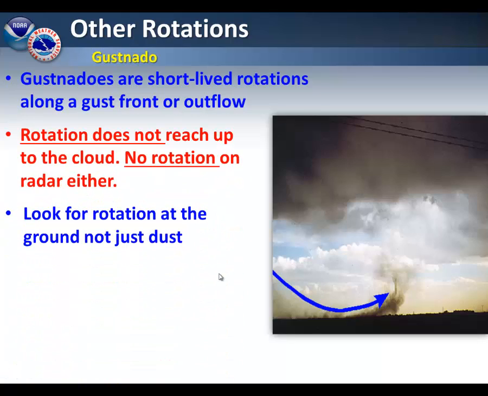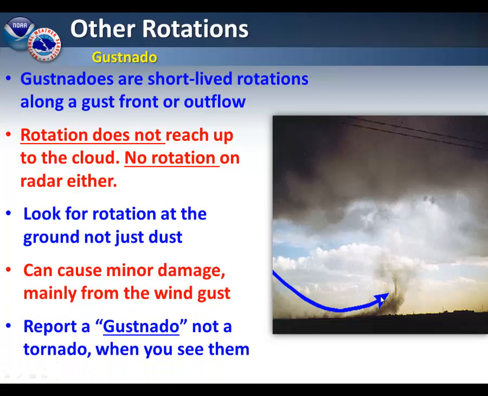The rotation does not reach up into the cloud. And once again, we also do not see a rotation on radar. So look for the rotation at the ground, not just dust being kicked up, but an actual rotation at the ground level. These can cause minor damage, mainly from the wind gusts. If you happen to see one of these, be sure to refer to it as a gustnado.